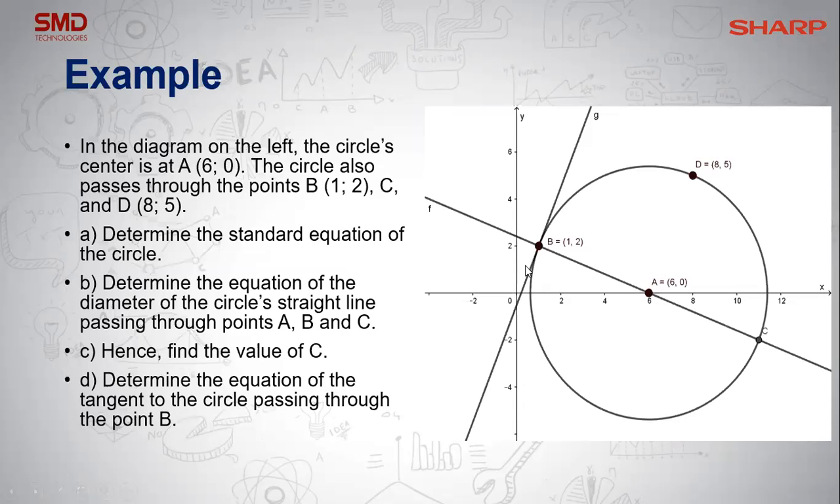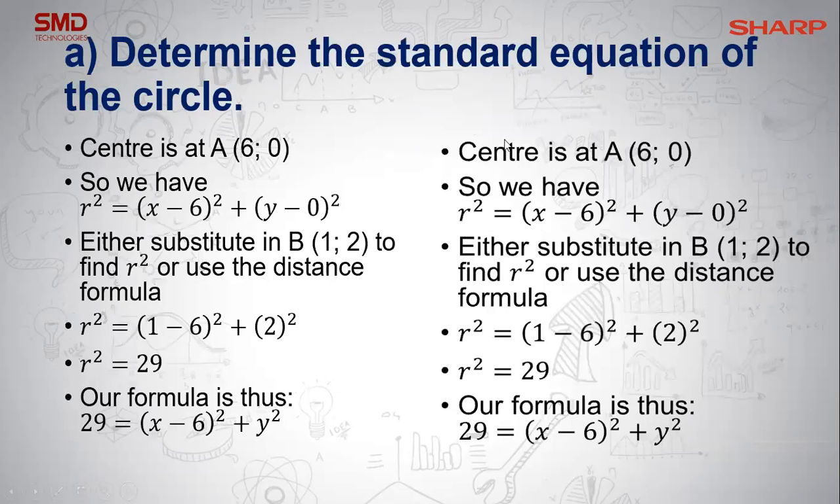This is taken out of our notes in grade 12 analytical geometry, if I'm not mistaken. The question says, in the diagram on the right, the circle's center is A, which is (6, 0). The circle also passes through the points B, which is (1, 2), C, which we don't have yet, and D, which is just randomly on the circle, which is (8, 5). So the first question says, determine the standard equation of the circle.